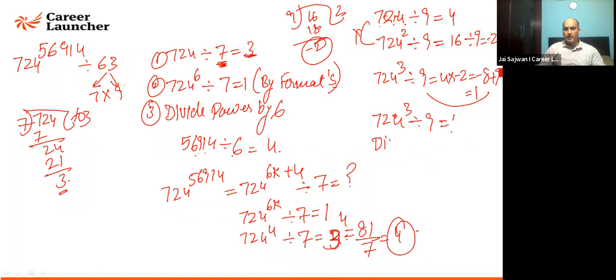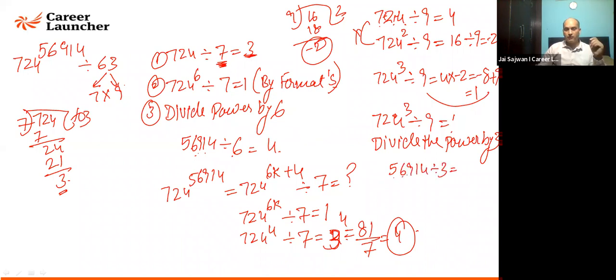Now next, divide the power by 3. So what is the power, by the way, coming here? The power is 56914 divided by 3. 3 ones are 3, 3 8s are 24, 3 9s are 27, 3 7s are 21, remainder is 1. So I know this can be written as 3k plus 1. When divided by 9, what is the remainder?